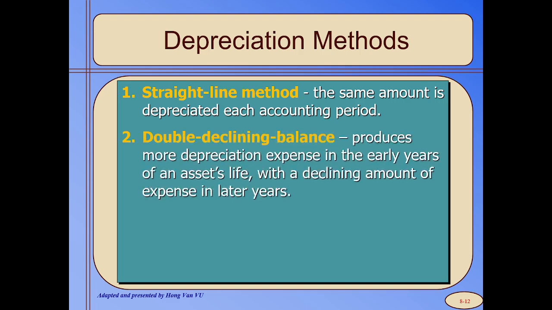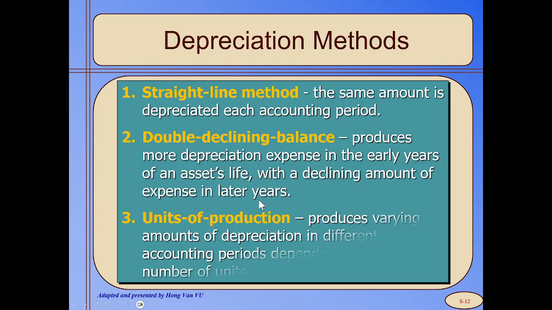The next method is the double declining balance method. Using this method produces greater depreciation expense early in the asset life and less depreciation in later years of the asset life. The final method is known as the units of production method. The amount of depreciation expense recognized in any given accounting period depends upon the number of units produced by the asset.